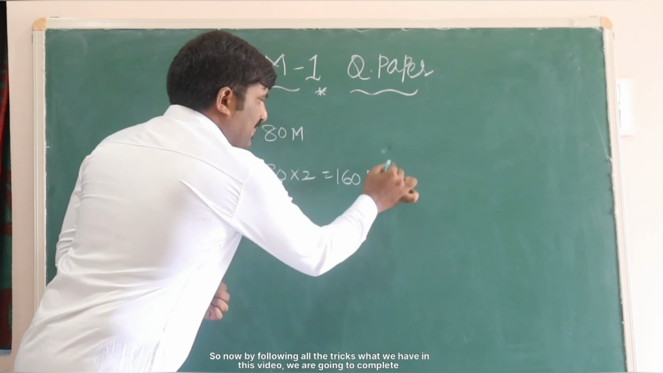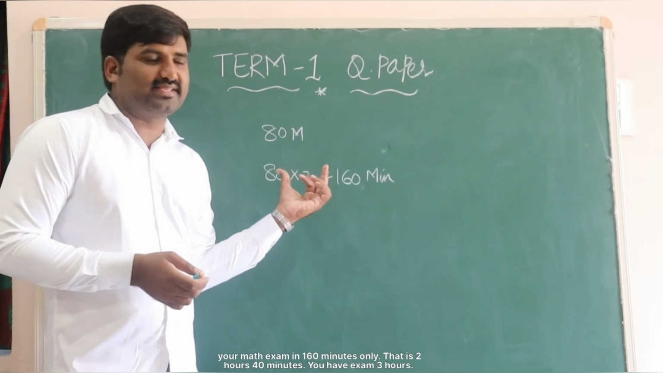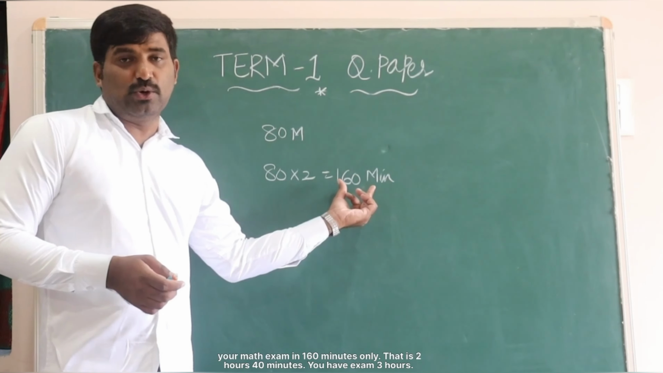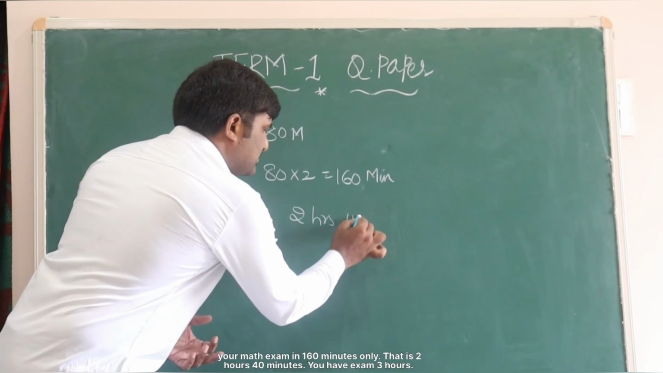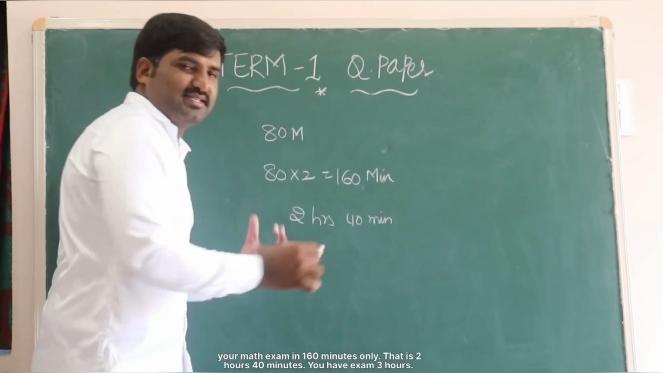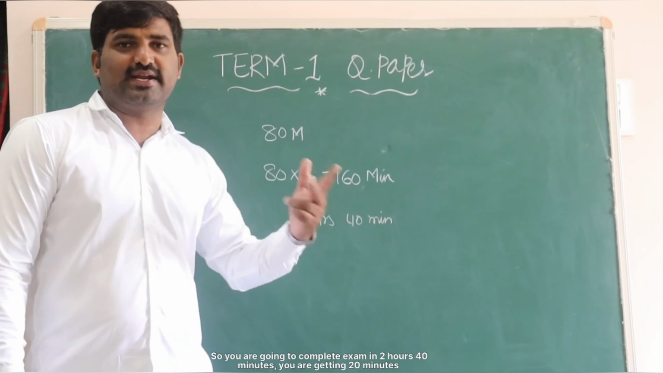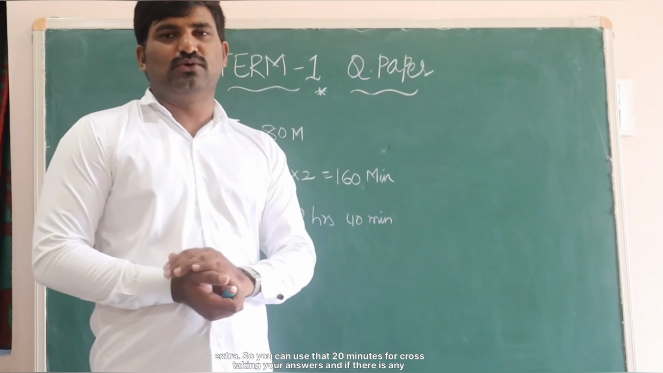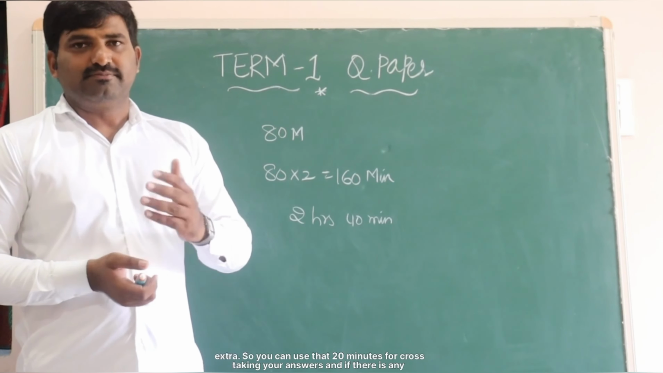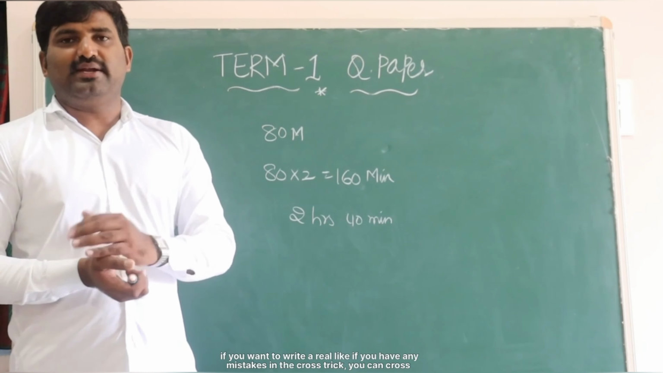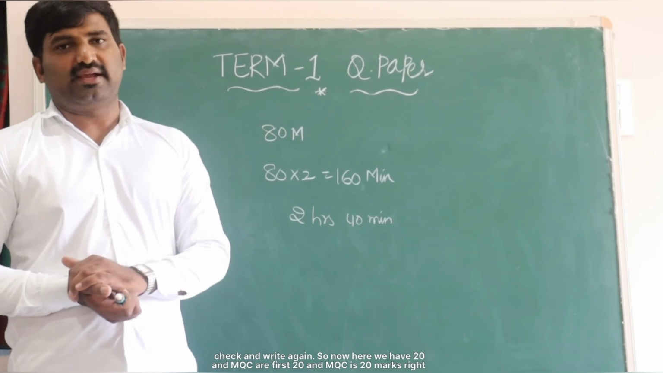By following all the tricks in this video, you are going to complete your math exam in 160 minutes only, that is 2 hours 40 minutes. You have an exam of 3 hours, so you are going to complete it in 2 hours 40 minutes. You are getting 20 minutes extra. You can use that 20 minutes for cross checking your answers, and if you have any mistakes in the answer sheet, you can cross check and write again.